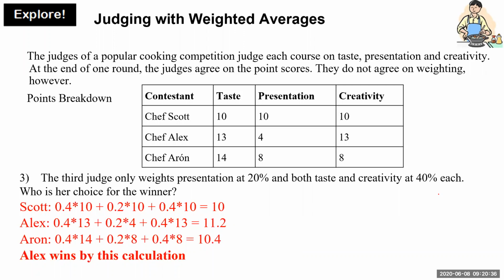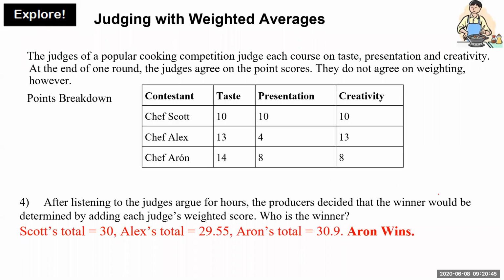Do you see what has happened? Each of these judges has a different opinion on the contestants. Now, let's use weighted averages to decide. And how do we do that? So now we use Scott's total for judge 1, judge 2, judge 3, and Alex's total, judge 1, judge 2, judge 3, and then Aaron's total. And now there's no dispute. Aaron is the winner of the contest. So this is how you can use weighted averages to simplify this kind of confusion.